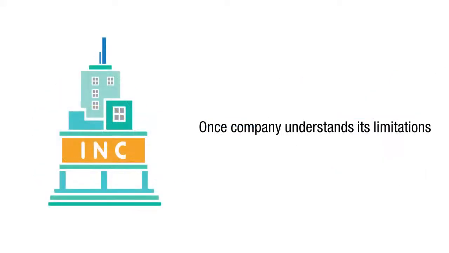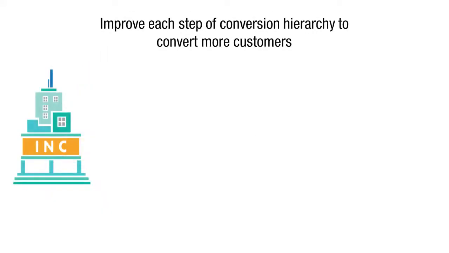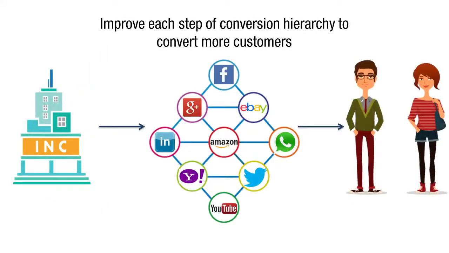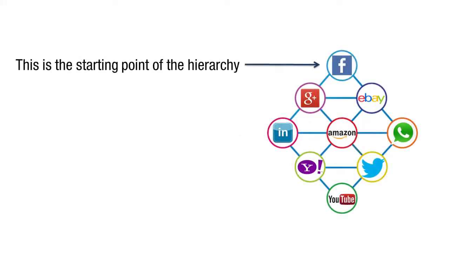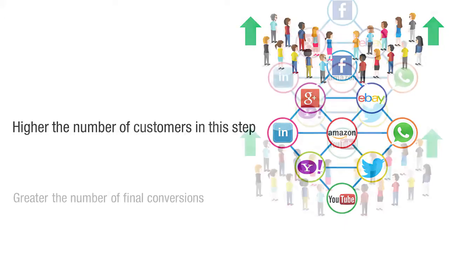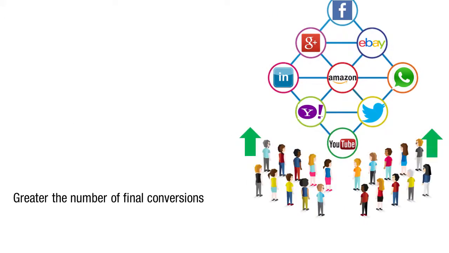Once the company understands its limitations, it then needs to determine how to improve each step of the conversion hierarchy to convert more customers. There are two main activities involved in this process. Increase the number of customers in Step 1. This is the starting point of the hierarchy. The higher the number of customers in this step, the greater the number of final conversions.